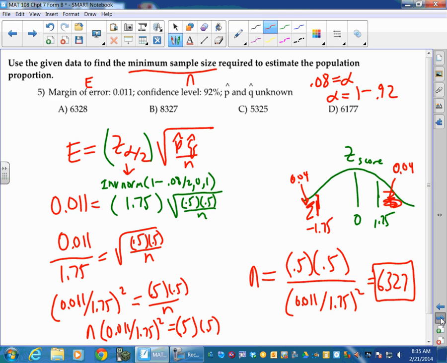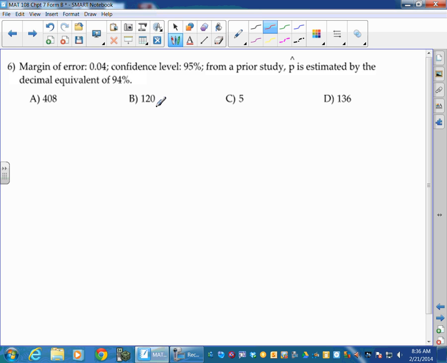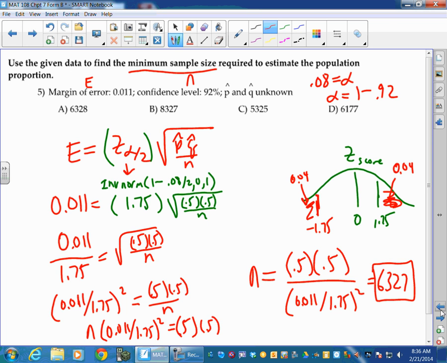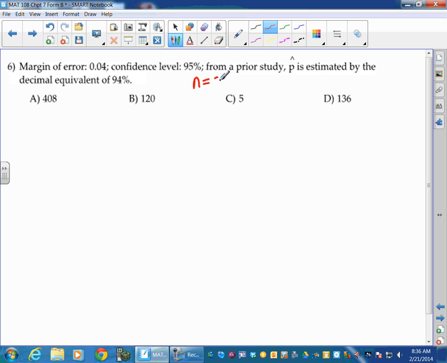Number 6. So let's see, I think you're supposed to find n again. Same directions, I think, for 5 and 6. Use the given data to find the minimum sample size. Yeah, so you're finding n again.